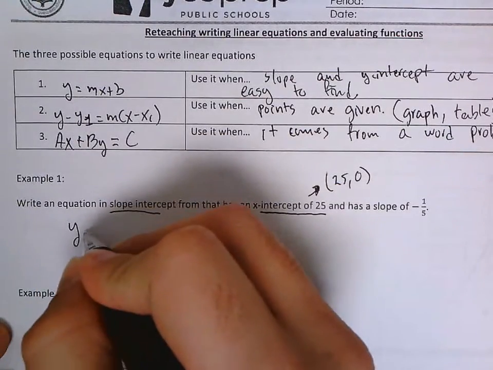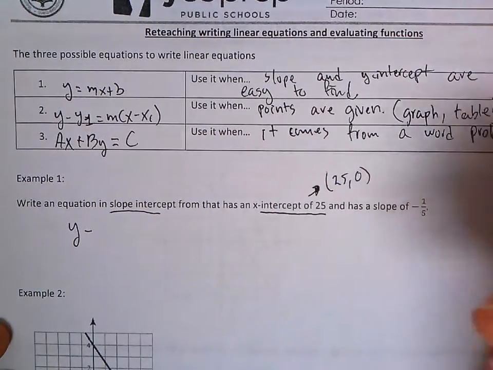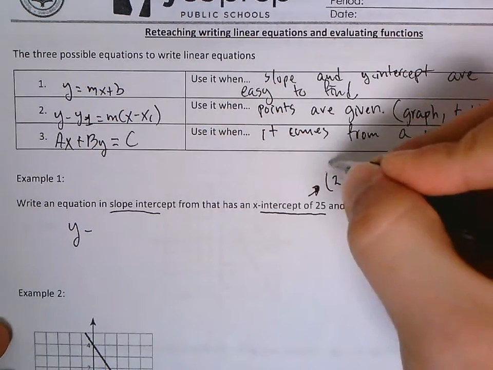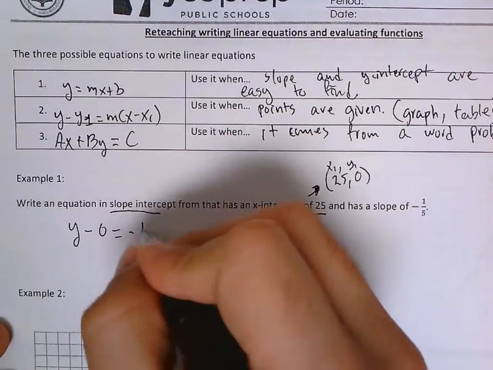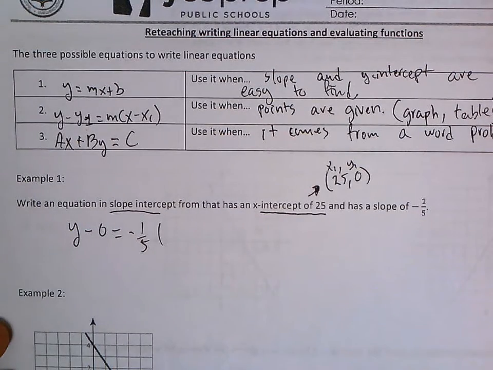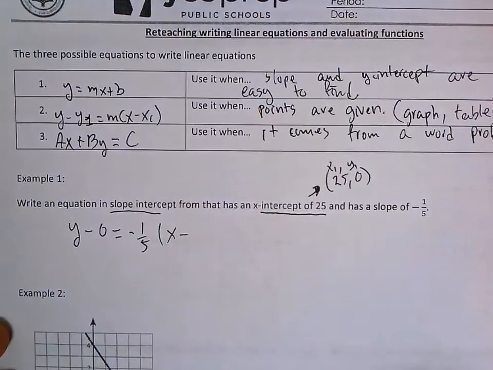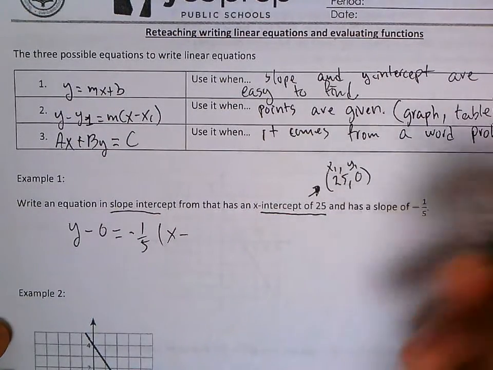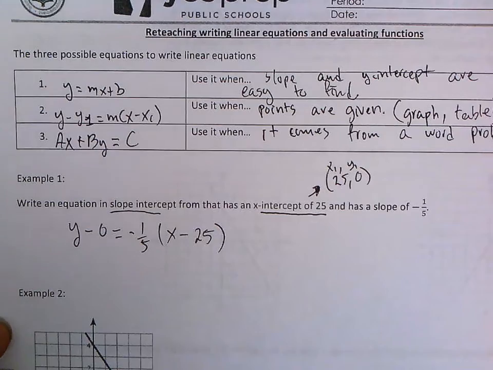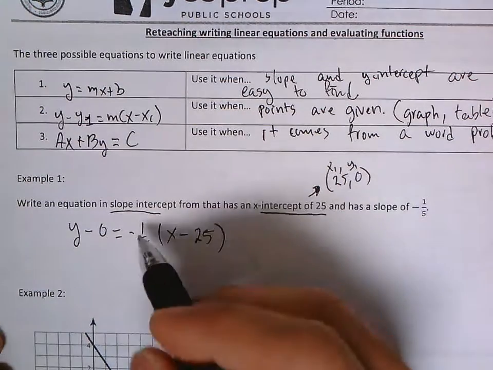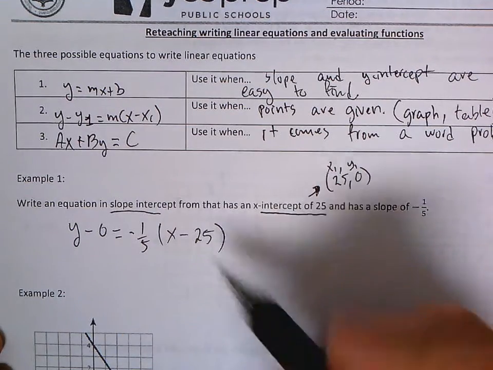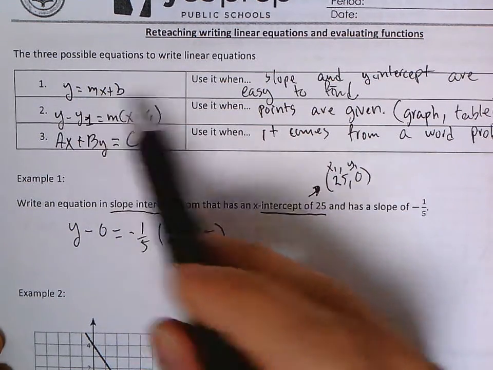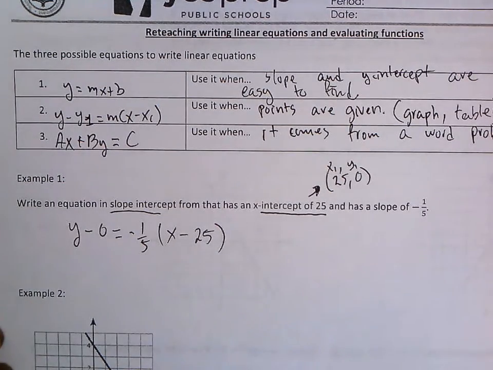So let's do that. y minus the value of y1, which is 0. This is y1, this is x1. So y minus 0 is equal to -1/5 times x minus the value of x1, which is 25. So I'm going to write down 25. We're not finished yet because we need to write this in slope-intercept form. Slope-intercept form is in the form of y equals mx plus b. So think about what you can do to write this in slope-intercept form.